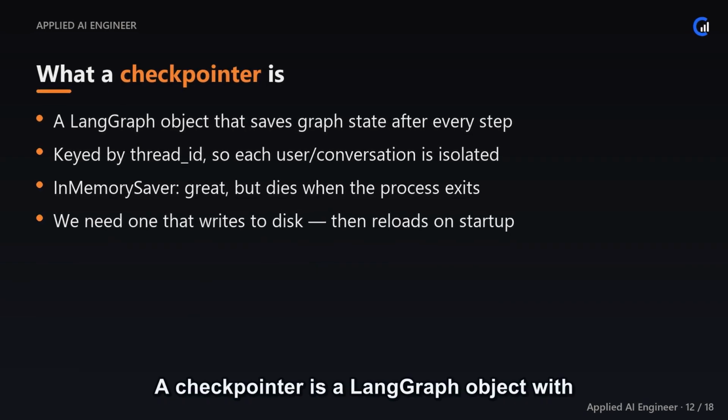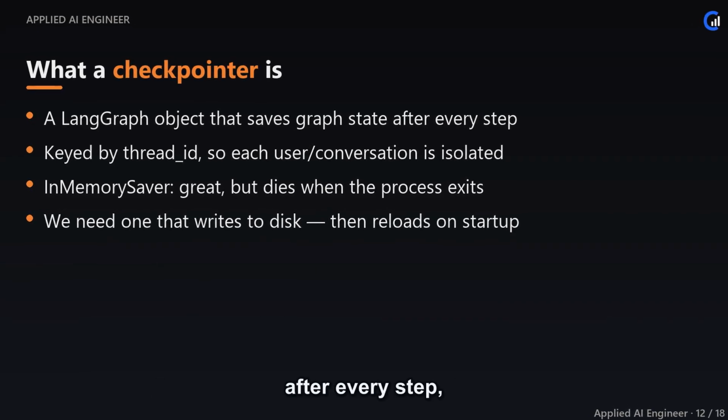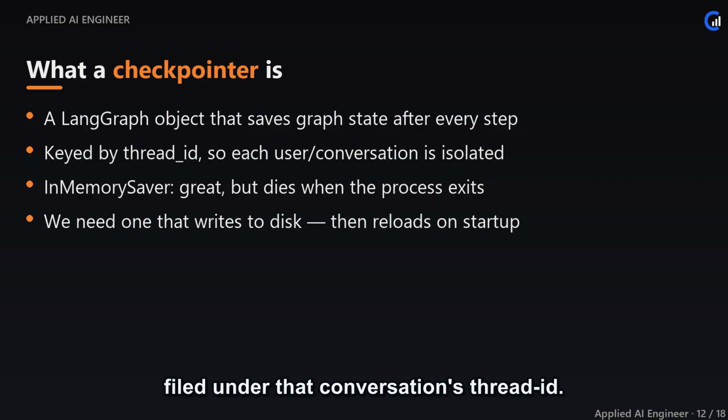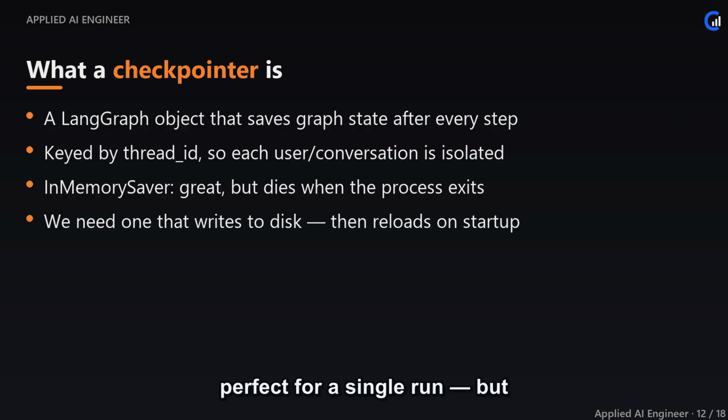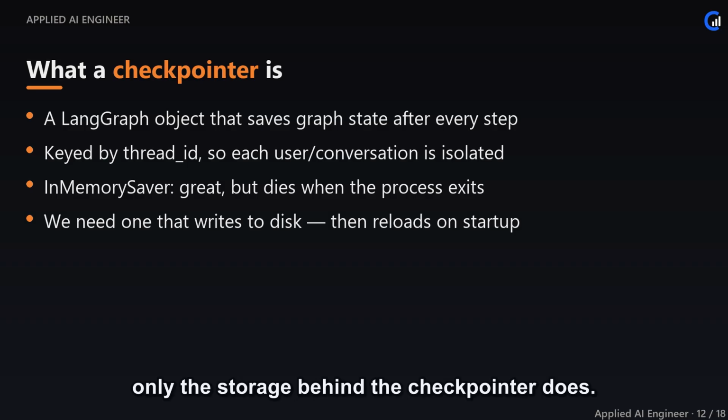A checkpointer is a LangGraph object with one job. After every step, it saves the complete state, filed under that conversation's thread ID. LangGraph ships an in-memory checkpointer that's perfect for a single run, but it lives in RAM, so when the process exits, the memory is gone. For an agent to remember across restarts, we need a checkpointer that writes those same checkpoints to disk and reloads them on startup. The beauty is that the graph code doesn't change one line. Only the storage behind the checkpointer does.